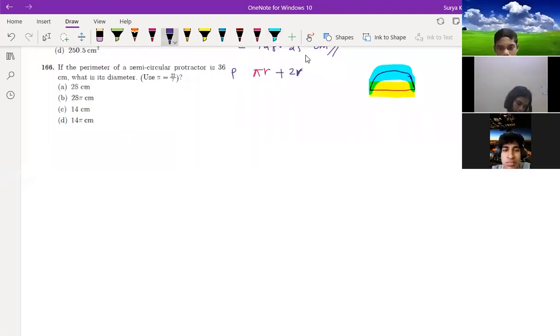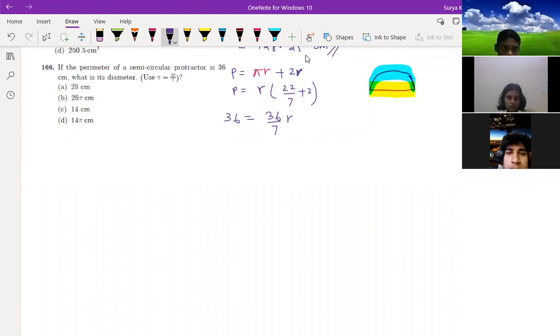So the perimeter of the protector, taking r common, is r times (22 by 7 plus 2). Can we write like this? So 7 to the 14, that is 36 by 7 r. If the perimeter of the semicircle is 36, then 36 is given. So the answer is 7, sir. The diameter is being asked. 36 gets cancelled, so the radius we got as 7. So the diameter is equal to 14 centimeter.